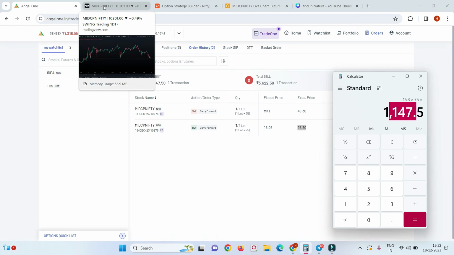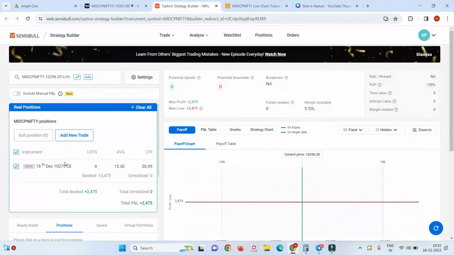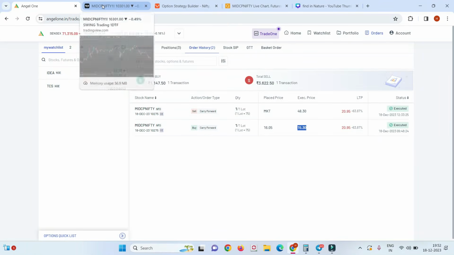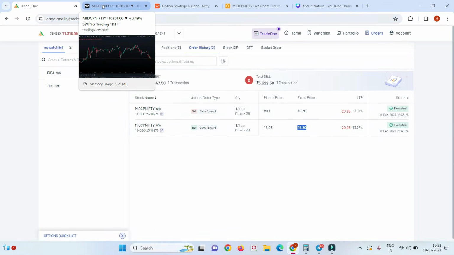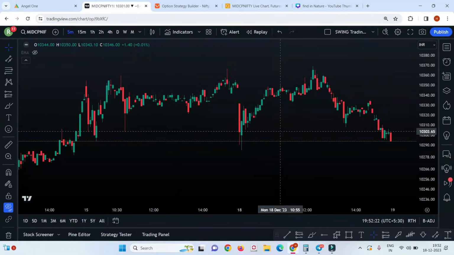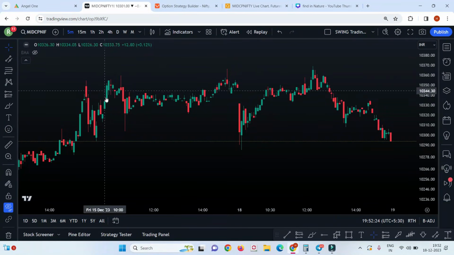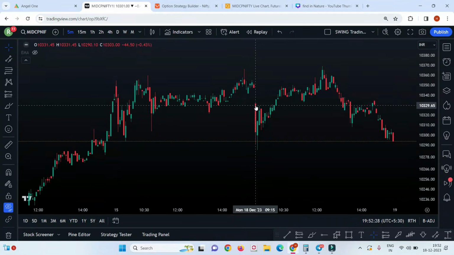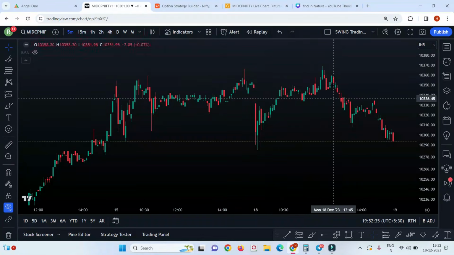Why did I deploy a call? At almost 9:48, what was the reason for me to deploy a CE? This is my chart, guys. This is the mid cap. Check the chart view. Even if I zoom it out, this is the day, guys, 18th December. It had a minor gap down, and then the market came down. It had its own structure.